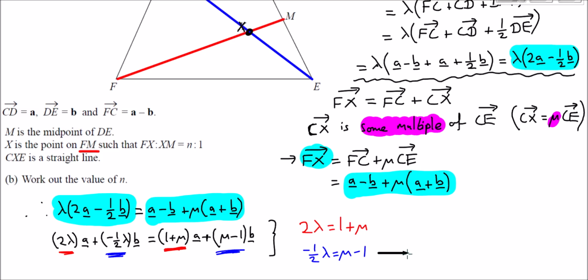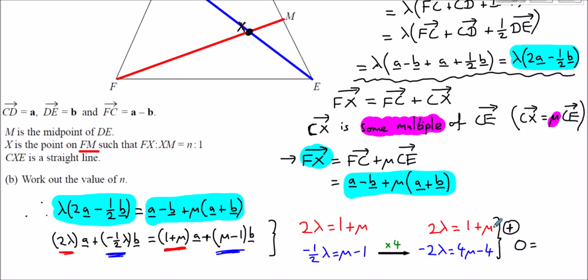What I'm going to do here is I'm going to multiply this bottom equation by 4. So if I multiply all of this by 4, I get minus 2 lambda equals 4 mu minus 4. I'm going to leave the top one as it is. 2 lambda equals 1 plus mu. I can now add these equations together. And if I do that, 2 lambda plus minus 2 lambda, that's going to cancel. So I get 0.